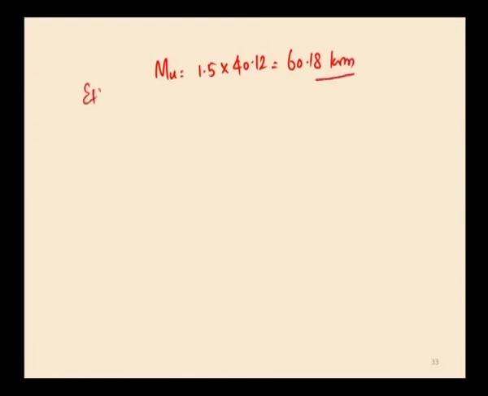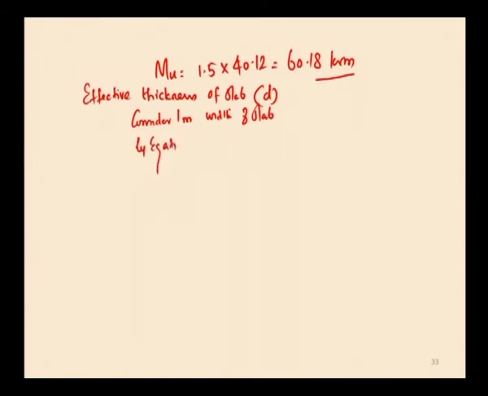Using the bending moment, I am going to find out the effective depth of the slab, that is D. Consider 1 meter width of the slab, and by equating Mu to Mu limit, that is Mu is equal to Mu limit is equal to 0.138 fck b d squared.